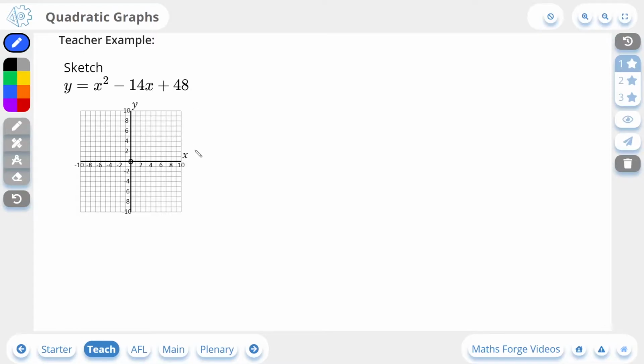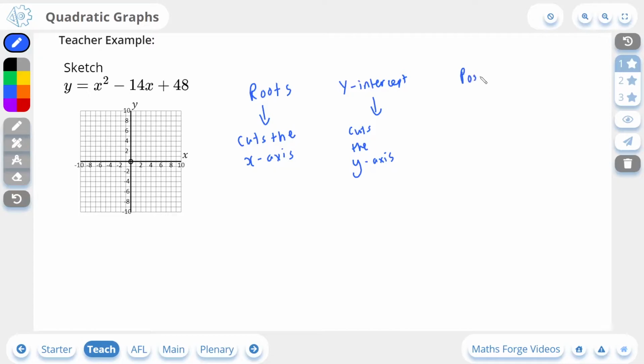How do we sketch quadratic equations? Well, you need three things. You first need the roots. Now the roots are where the graph cuts the x-axis. You then need the y-intercept, and this is where the graph cuts the y-axis. The third thing you need is whether the quadratic graph is positive or negative.